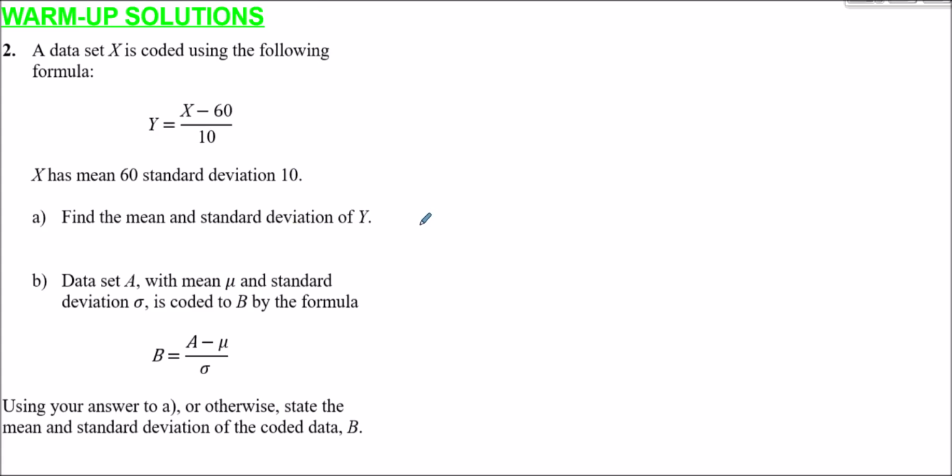So the mean of Y, based on what we did from warm-up question 1, is just going to be the mean of X minus 60, divided by 10. The mean of X was 60, like it says. We're also subtracting 60, so that's going to be 60 minus 60 divided by 10, which you can see is just going to be 0.